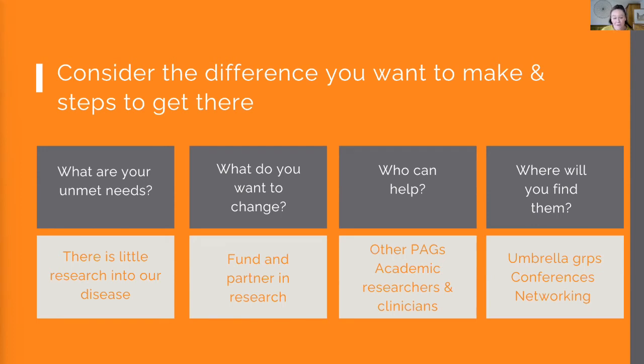Because it's very easy to try and do everything. It's very easy to have a scattergun approach. And then you get to the end of the year and you think, but what did I achieve from that? Did I get to where I wanted to? Did I find that researcher? Did I get the help I needed? So spend a bit of time hatching your plan.